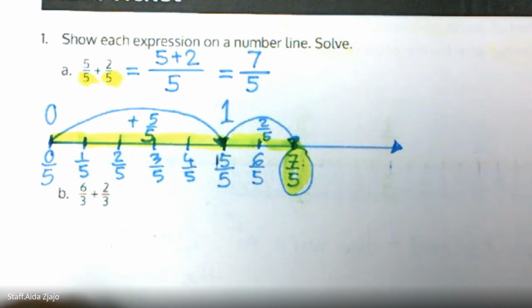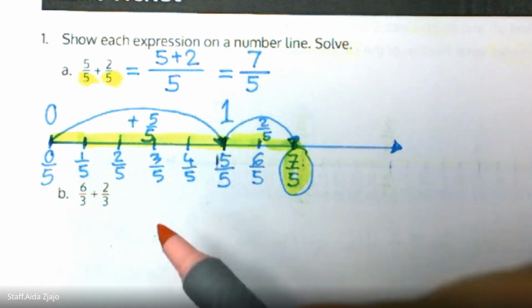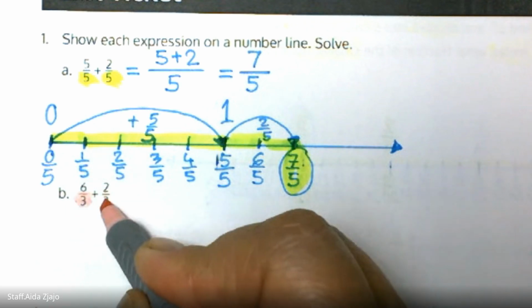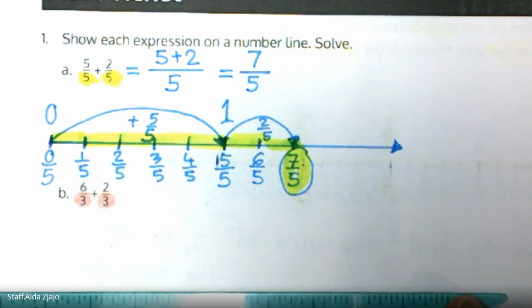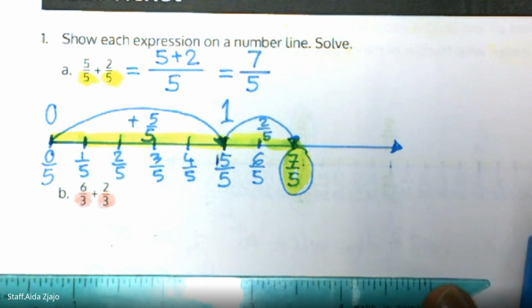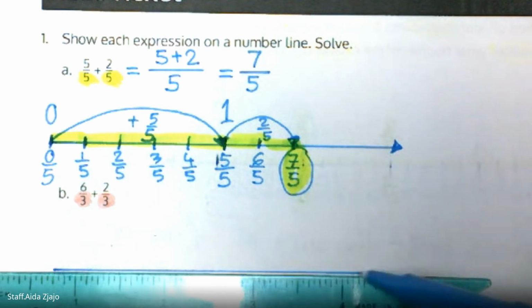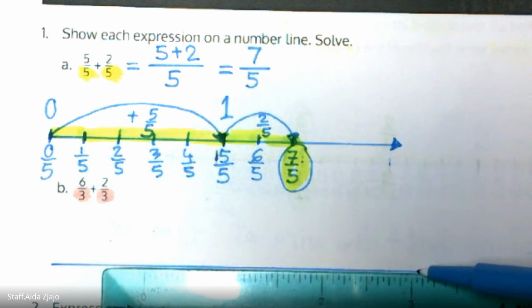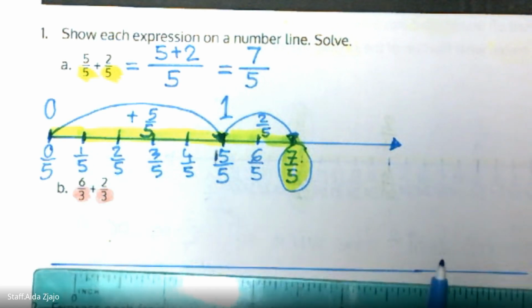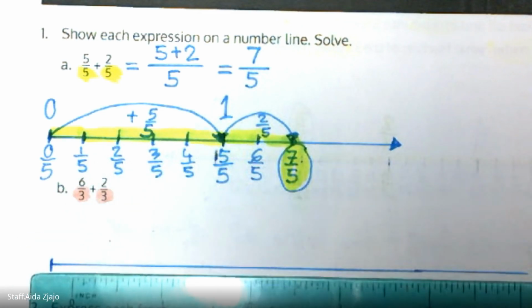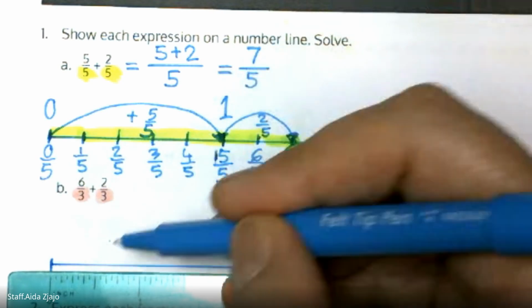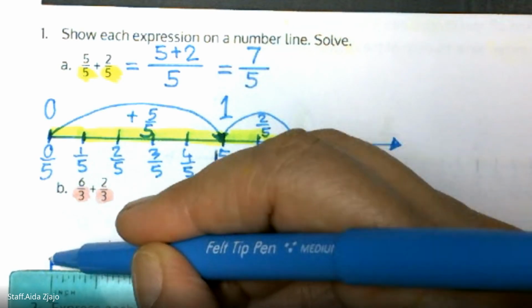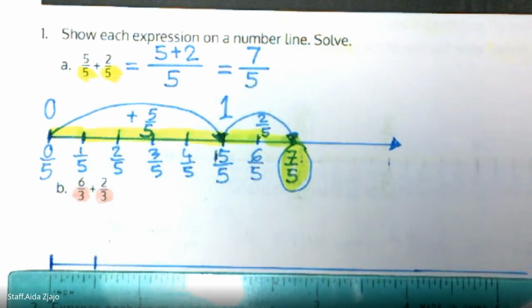Now we have the second problem, which is B. This time these fractions are thirds, so they are not fifths, they are thirds. Same thing, we need to show the expression on a number line. So we will take a line and represent our thirds. I can pick a third to be maybe half of an inch. The good thing is I can choose any size of a third.